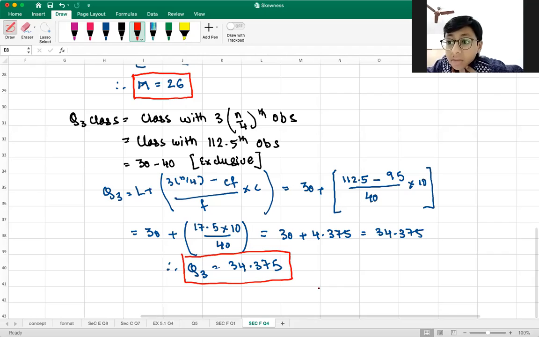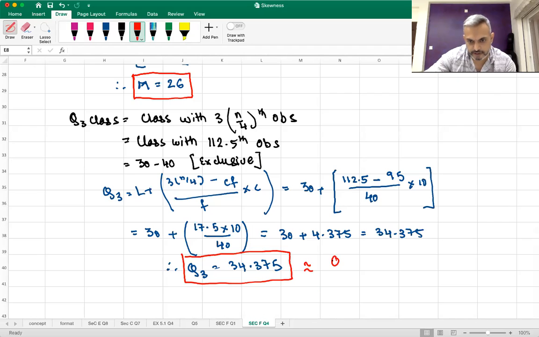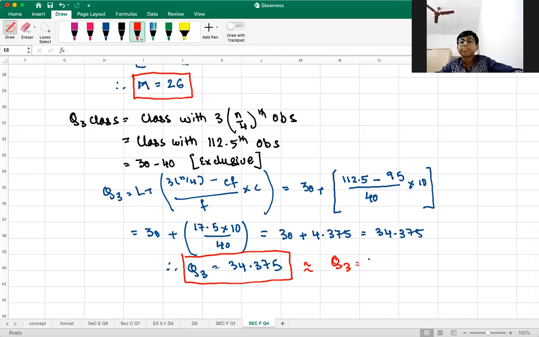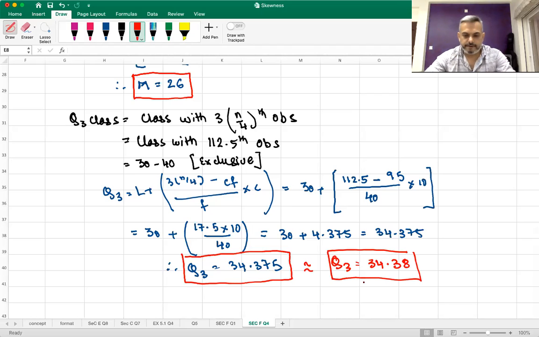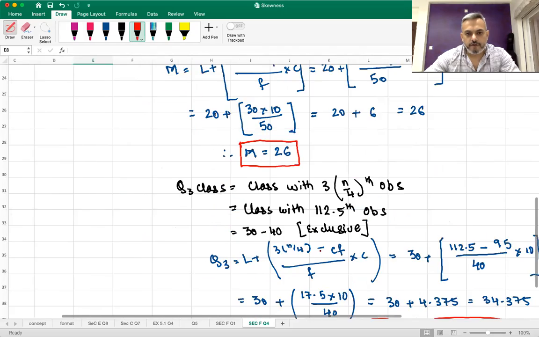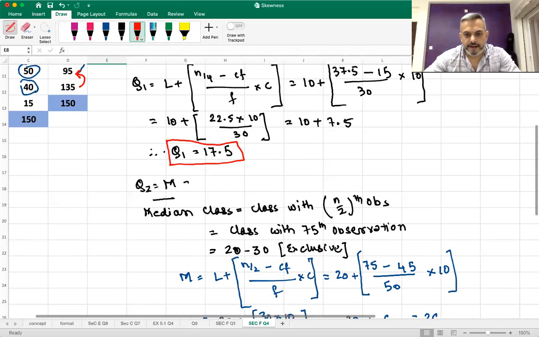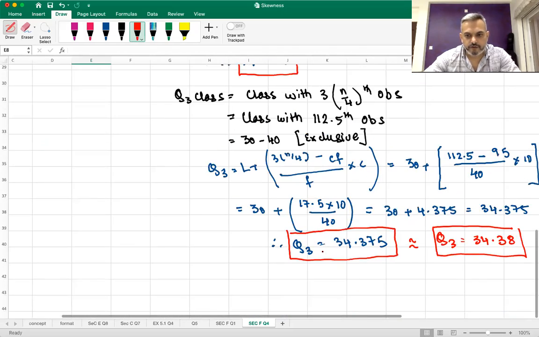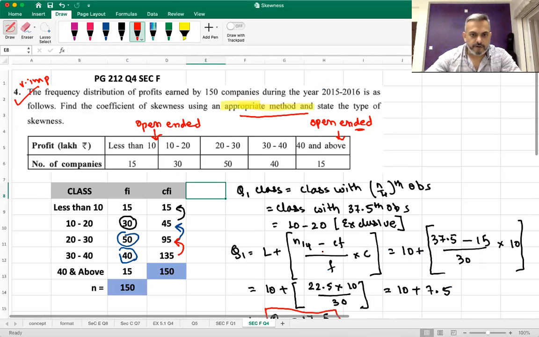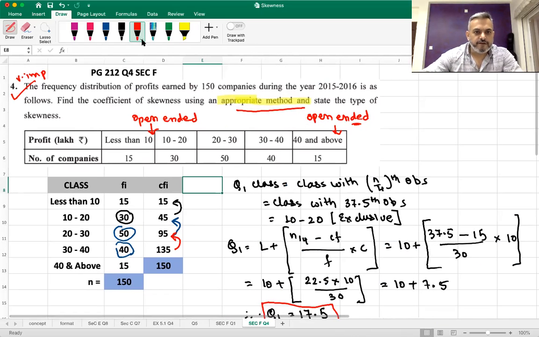You can take it. Okay, if you want, I also round off. Q3 is equal to 34.38. Okay, either or. That's fine. So now we have Q1, we have median, and we have Q3. So let's go for Bowley's coefficient of skewness.